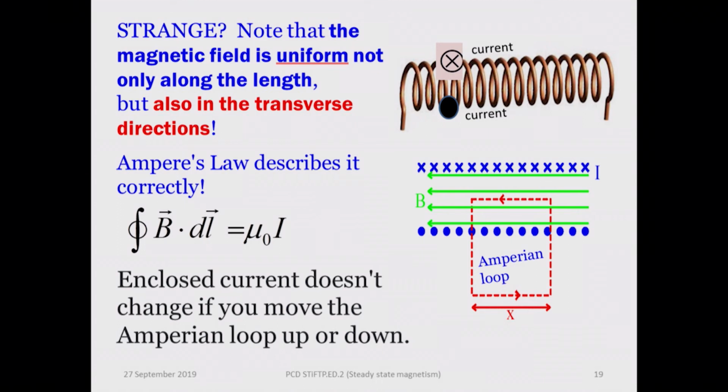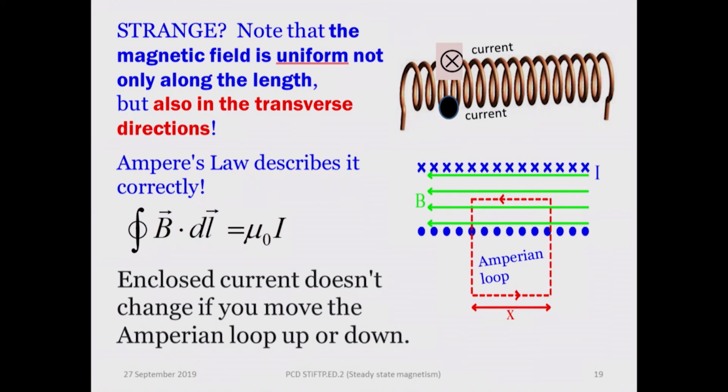So, Ampere's law gives you the correct account of this. It describes it. Ampere's law is not the reason that the magnetic field is uniform. The magnetic field is uniform because of the geometry, because when you are considering infinite lengths, then these small distances here and there are no longer relevant. So, there is a physical reason for that, but Ampere's law describes it correctly.